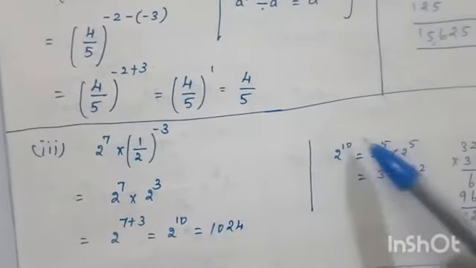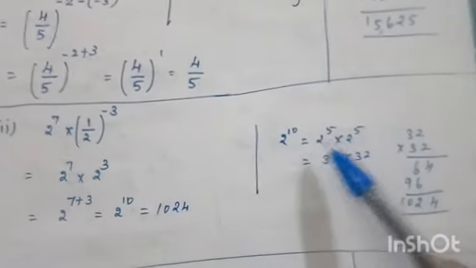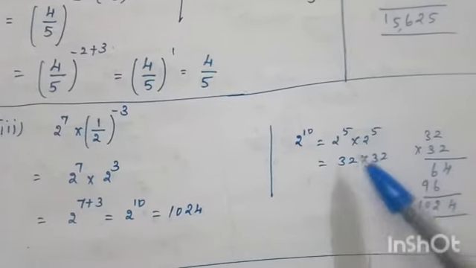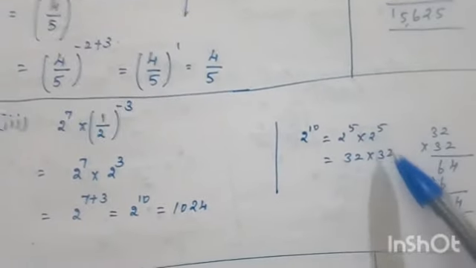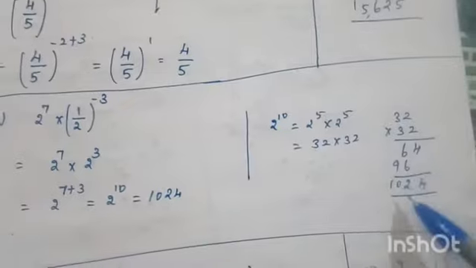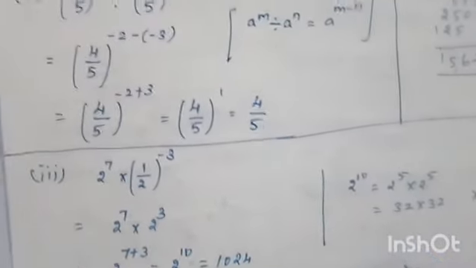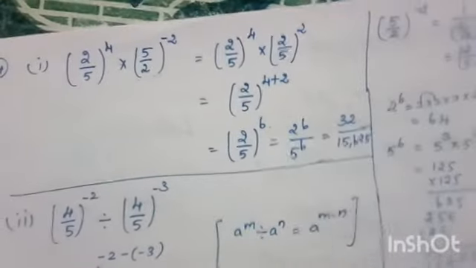So 2^10, how do you find the value? I rewrote it as 2^5 into 2^5. 2^5 value is 32, and for this also 32. 32 into 32, 1024, normal multiplication. Students, listen.